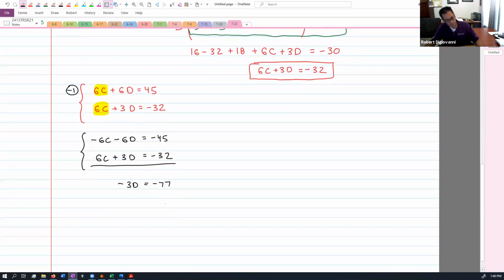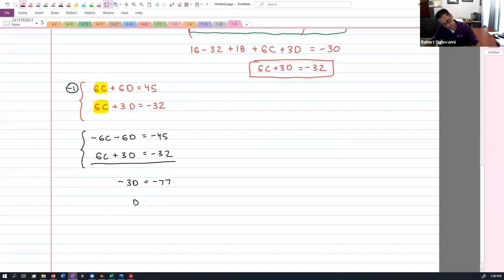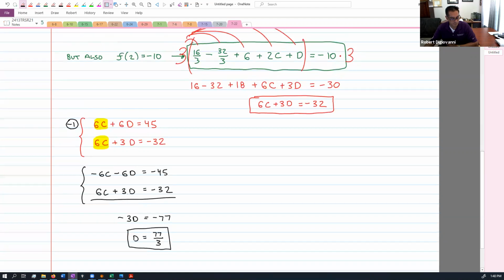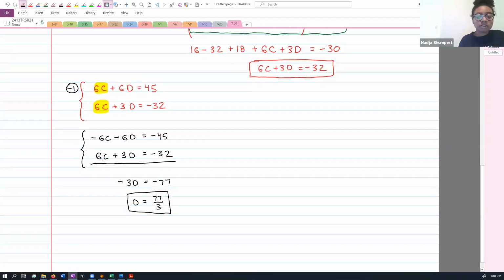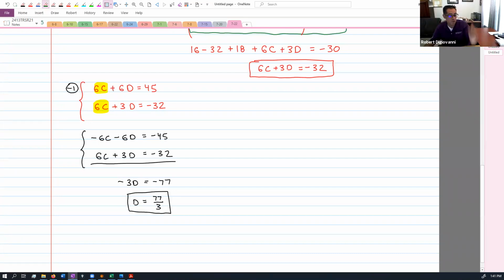-77. So D is +77 over 3. I know what D is. What do you do once you know D? You plug it into the original equation. Or one of them, it doesn't even matter which one you go to. You can go to any of them. I'm going to go to this one right here.